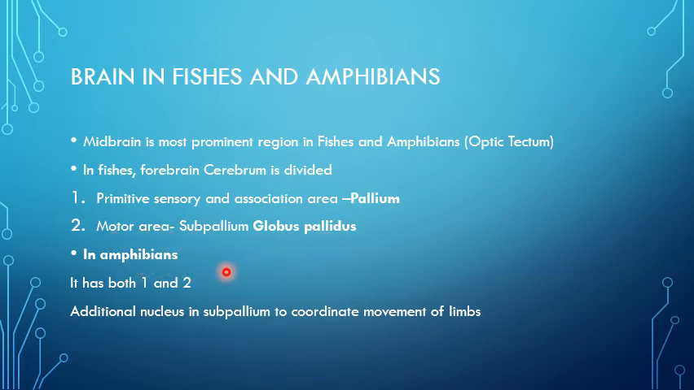In amphibians, obviously these two main areas will be present like other vertebrates, but in addition there is a nucleus in the subpallium which helps in coordinating the movement of limbs.